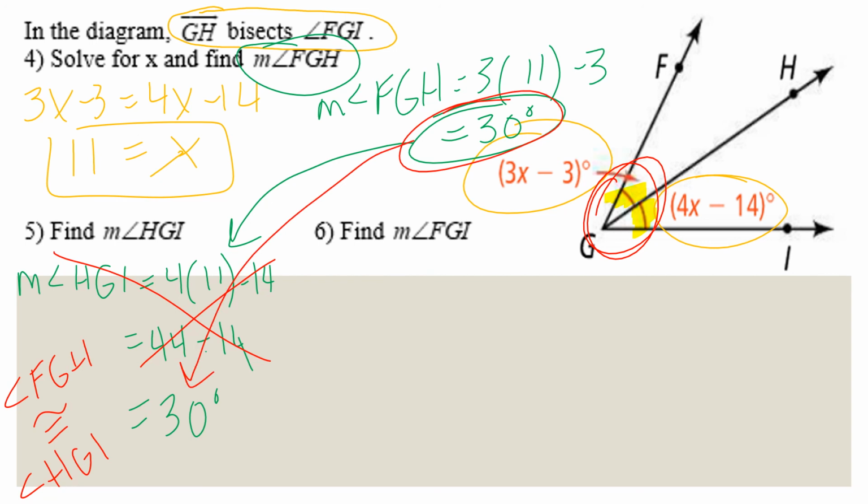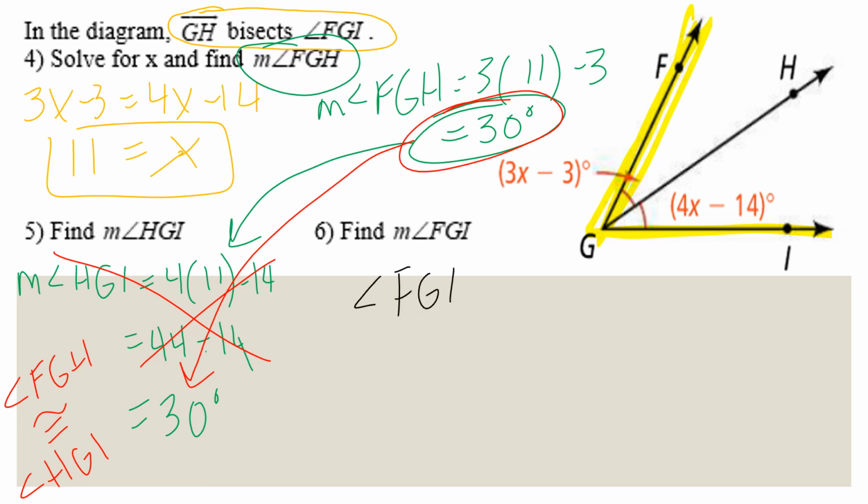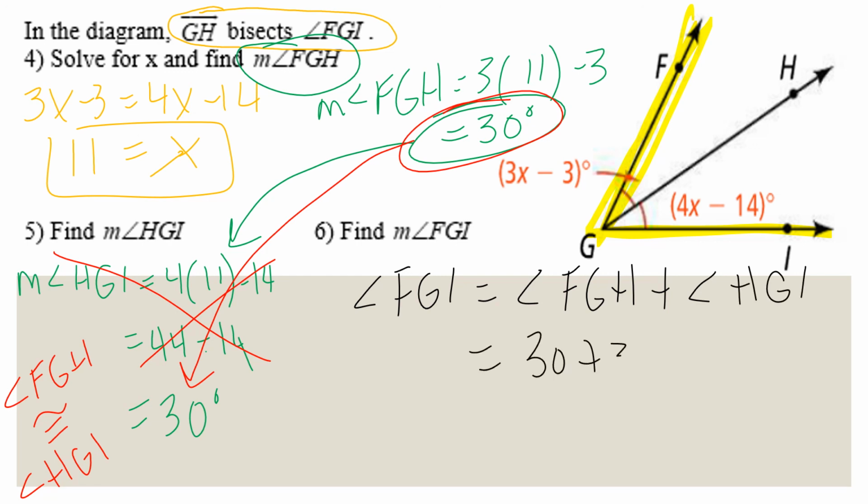Now we need to find FGI. So that is the whole entire angle itself. So with that being said, angle FGI is angle FGH plus angle HGI. So all I need to do is add up 30 plus 30, and I get 60 degrees for my measure.